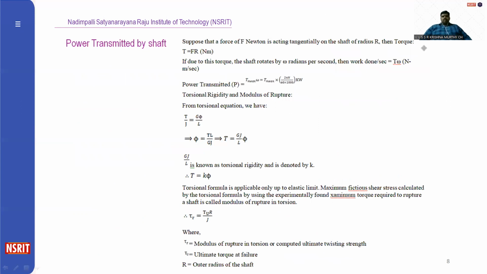Now we shall discuss how much power is produced by the shaft. Let us suppose a force of F newtons is acting on the shaft at radius R. The torque is equal to force into perpendicular distance, so T is equal to F into R. The power transmitted is T mean into angular speed, so torque into angular speed 2πN by 60. From the torsional equation, T by J is equal to Gθ by L. So the angle of twist is TL by GJ and the torque is GJ by L into θ. Where GJ by L is termed as K, therefore torque is equal to Kθ. So this is the power transmitted by the shaft using torsion.